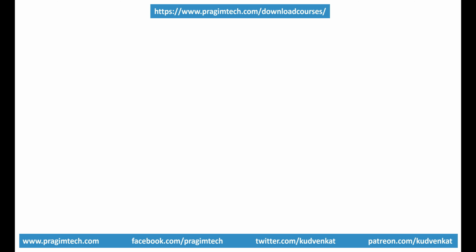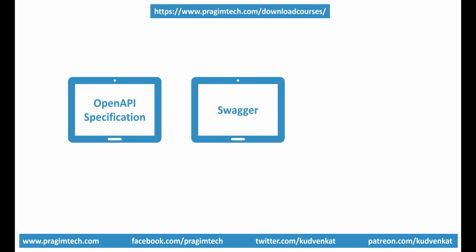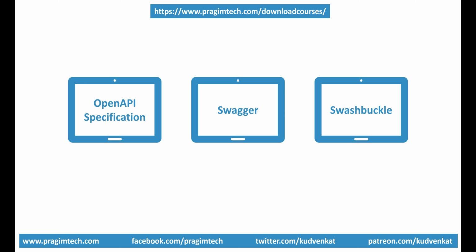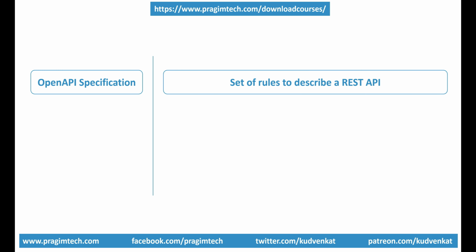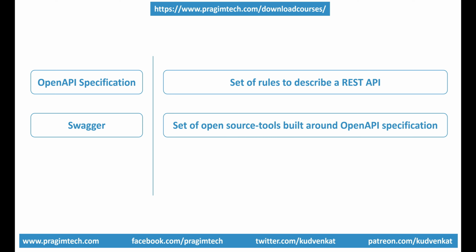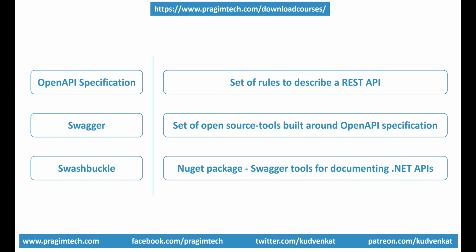Now, we discussed OpenAPI specification, Swagger, Swashbuckle, and the relationship between them in detail in our previous video. So let's quickly recap. OpenAPI is a specification, that is, it's a set of rules that specifies how to describe an API. Swagger is a set of open source tools built around the OpenAPI specification. Swashbuckle is a NuGet package and it contains Swagger tools for documenting APIs that are built on Microsoft .NET platform.